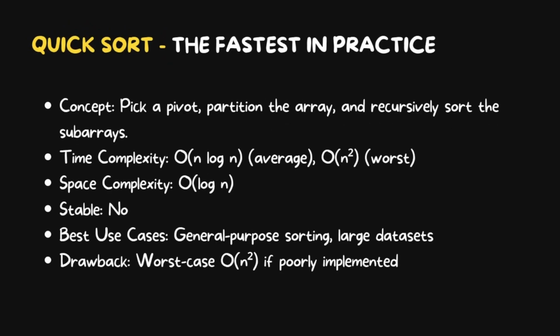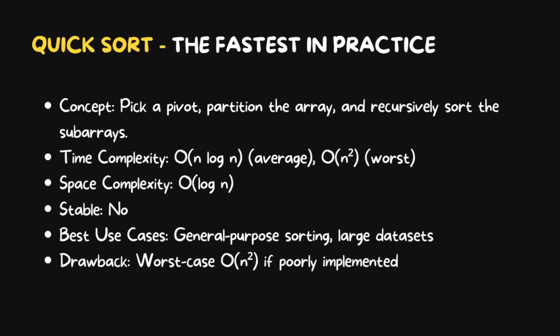Next one is quicksort, which is the fastest in practice. Quicksort is one of the fastest and most commonly used sorting algorithms. It picks a pivot element, partitions the array so smaller elements go to the left and larger elements to the right, and then recursively sorts the subarrays.